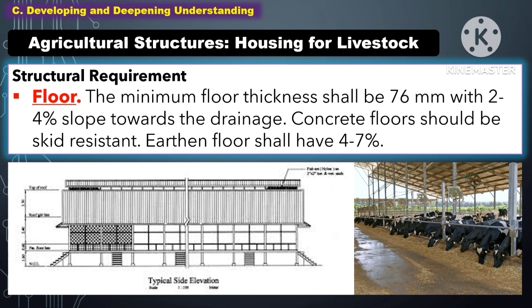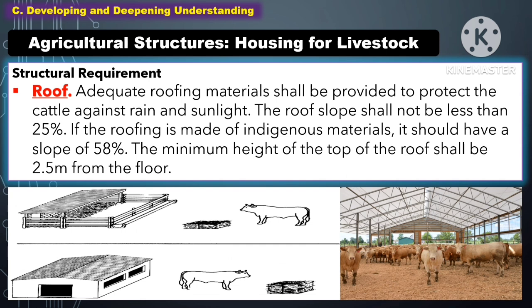Another structural requirement for housing in livestock is the floor. The floor should have a minimum thickness of 76 mm and a 2 to 4% slope towards the drainage. Concrete floors should be skid resistant. Earthen floors shall have a 4 to 7% slope.